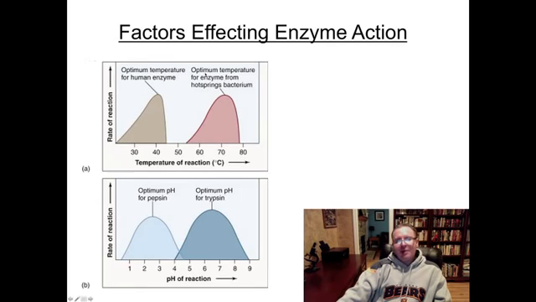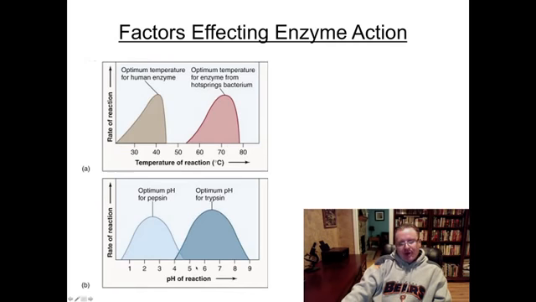By contrast, here we have an optimum temperature for an enzyme from a hot springs bacterium. This is a bacteria that lives in hot springs. This is another example of an enzyme that's typically used in biotechnology applications called Thermus aquaticus, or Taq, enzymes. These operate at very high temperatures. They have an optimum range up above 70 degrees Celsius.